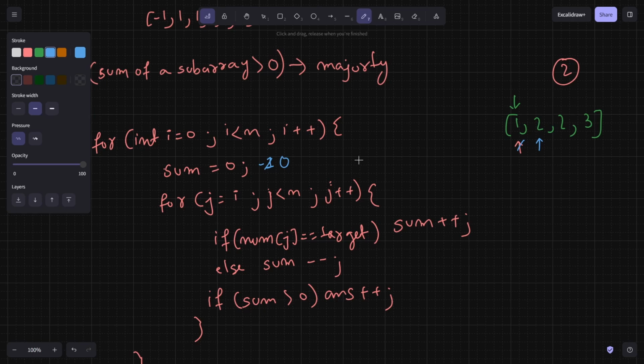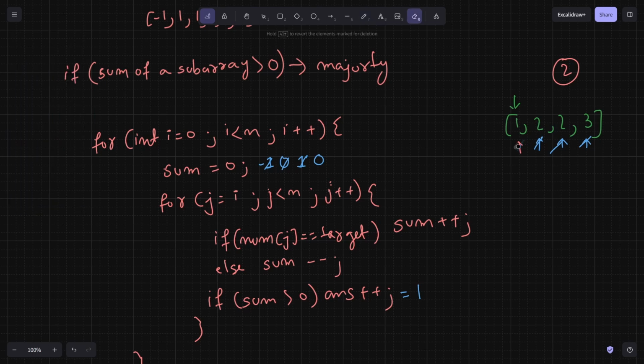Now move it to here. Now it's equal to target, so again increase it by 1. Is it greater than 0? Yes, so answer becomes 1. Again move it. It's a non-target element, so decrease it by 1. That's 0. Is 0 greater than 0? No. So after that, let's move i now.